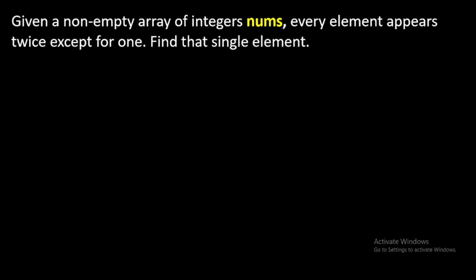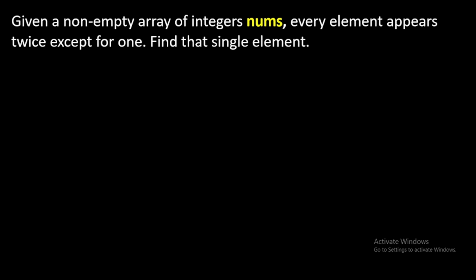Suppose you are given a non-empty array of integers nums. Every element appears twice except for one. That is, each of the elements in nums has a matching pair. However, there is a single element that doesn't have any matching pair. You have to find that single element.